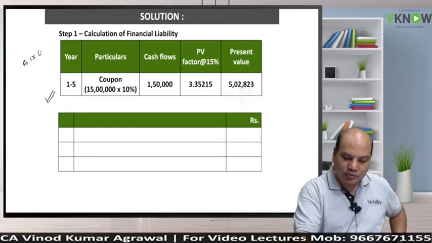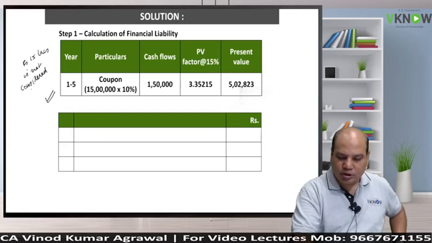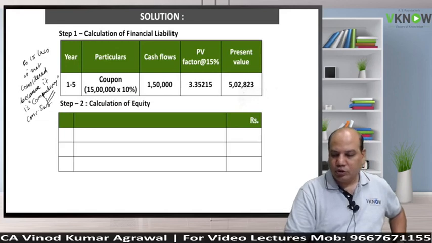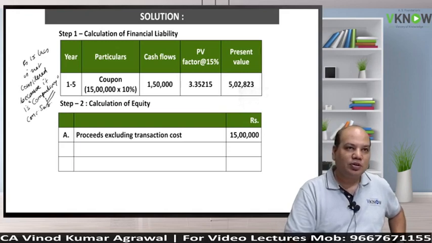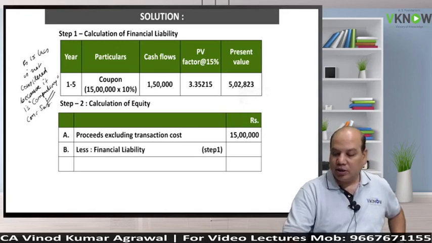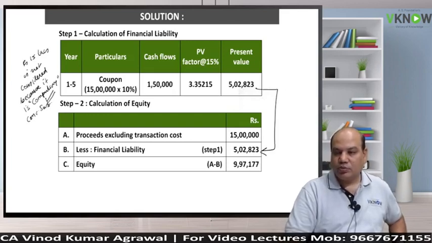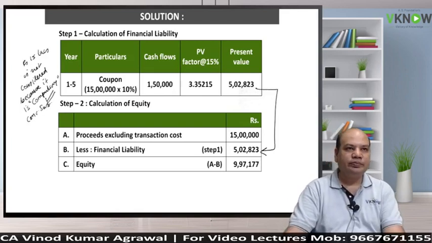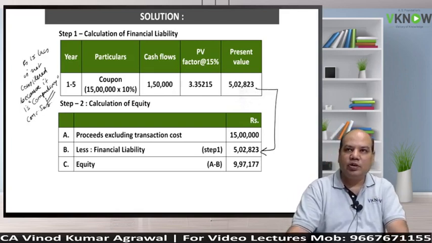Understood? Why have we not taken 15 lakh? Rupees 15 lakh is not considered because it is a compulsorily convertible instrument. So the equity portion will be the balancing figure, but first we will compute without the transaction cost. 15 lakh minus the financial liability here is equal to 997,177. Is it right now?